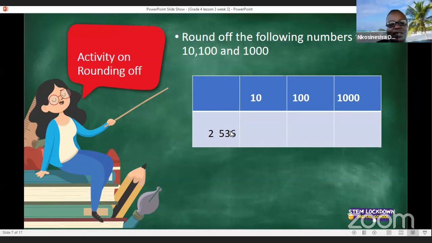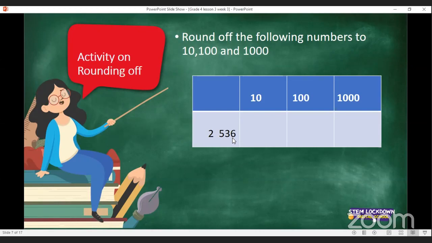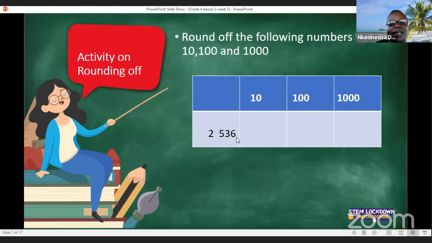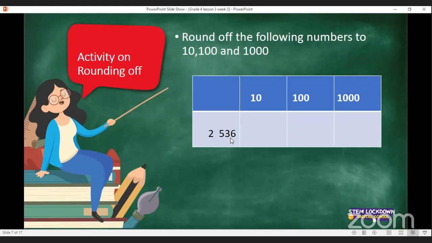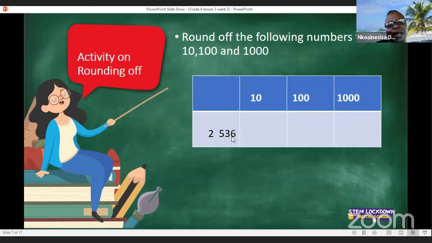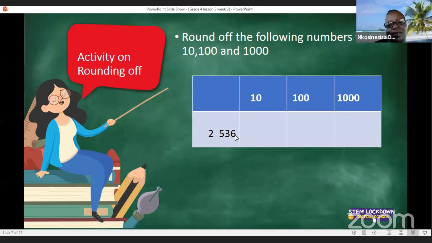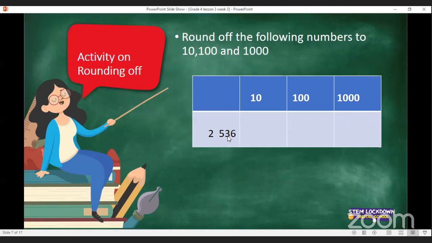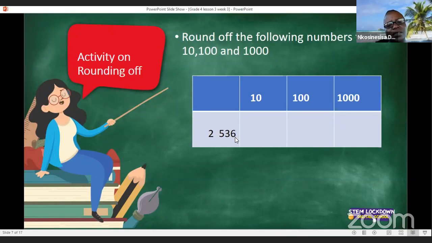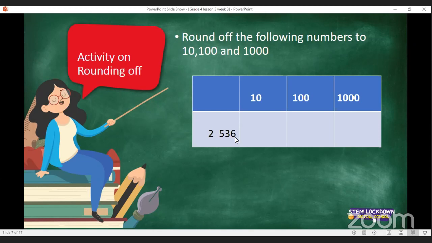Why are we looking at this 6? You must ask yourself if it is bigger than 5. Yes, and is 6 bigger than 5? Yes. So if 6 is bigger than 5, what do we do on the 3? It's going to change to a 4. Well done. And then what happens to the 6? Changes to a 0. Well done.